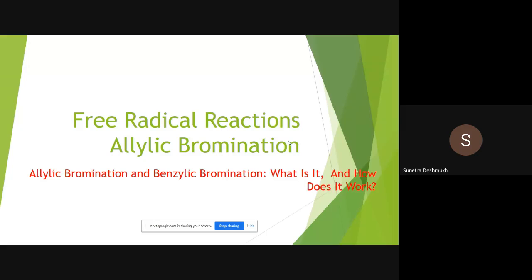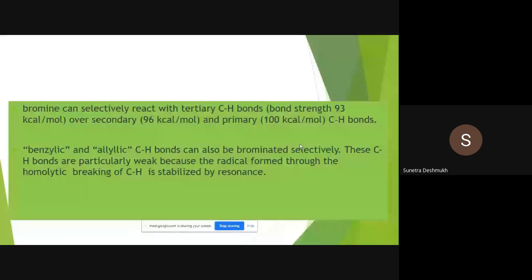So we will go for allylic bromination. Allylic group you know, benzylic group you know. First thing, bromine, that means Br2, can selectively react with tertiary CH bond, that means forming a tertiary free radical, because of the bond dissociation energy: 93 kilocalorie per mole for tertiary, 96 kilocalorie per mole for secondary CH bond, and 100 kilocalorie per mole for primary.